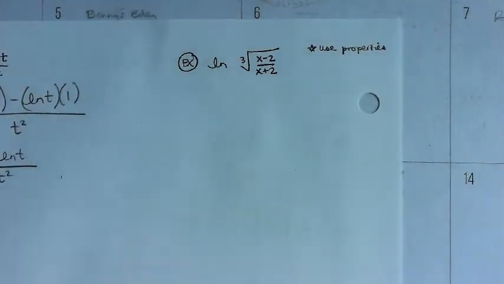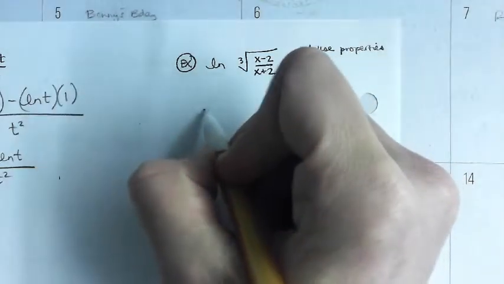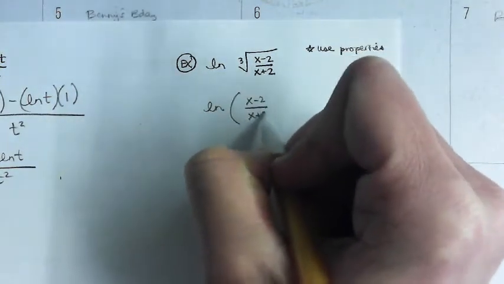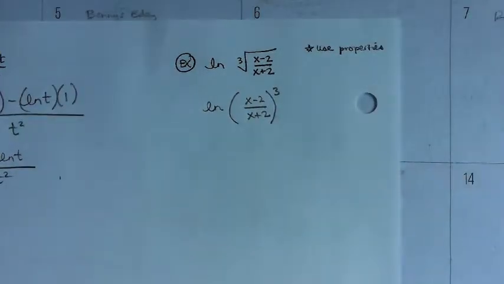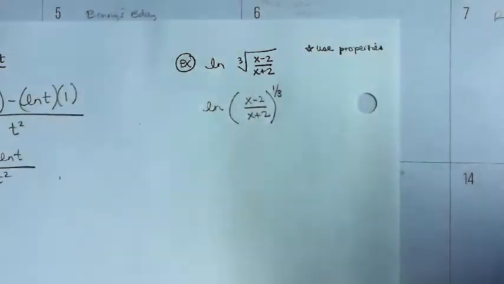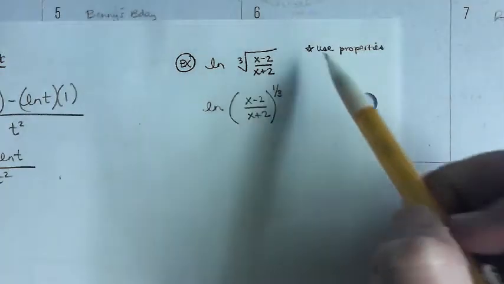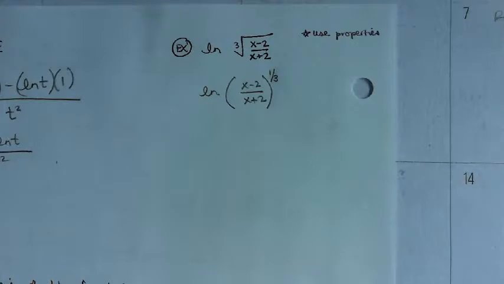Okay. Why did I write use properties? Well, I'll remember once we get into this why I might have written that. So the first thing I'm going to do is change this cubed root to x minus 2 over x plus 2, cubed, to the 1/3. Oh, I think I know why I did it. Why don't you try this? I think we're going to have better understanding if we kind of try something, and then I think I'll show you what I meant by that.